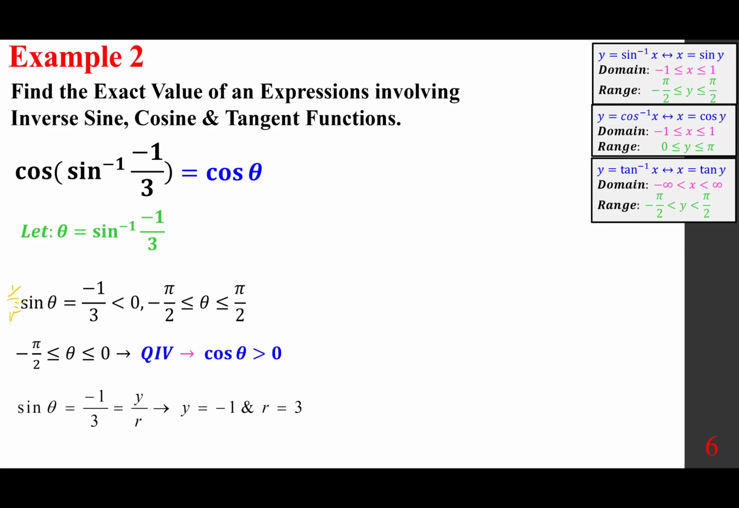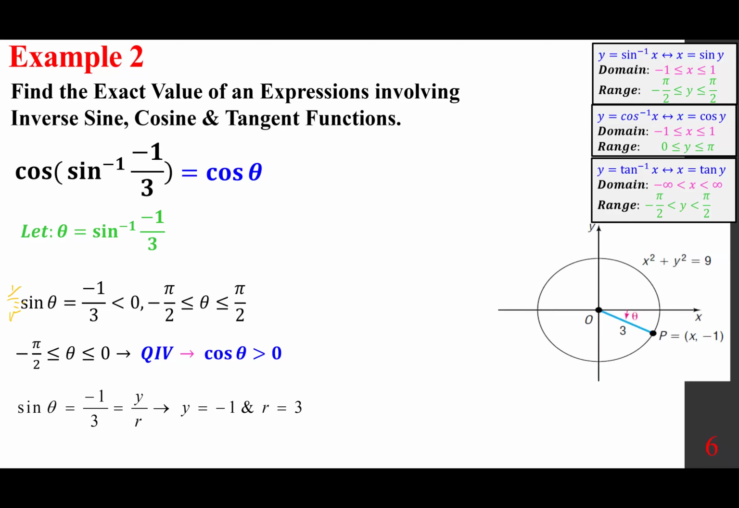x squared plus y squared equals r squared. Y is negative 1 squared, you get 1. R is 3 squared, you get 9. X squared becomes 8. X is the square root of 8, or 2 square root of 2.